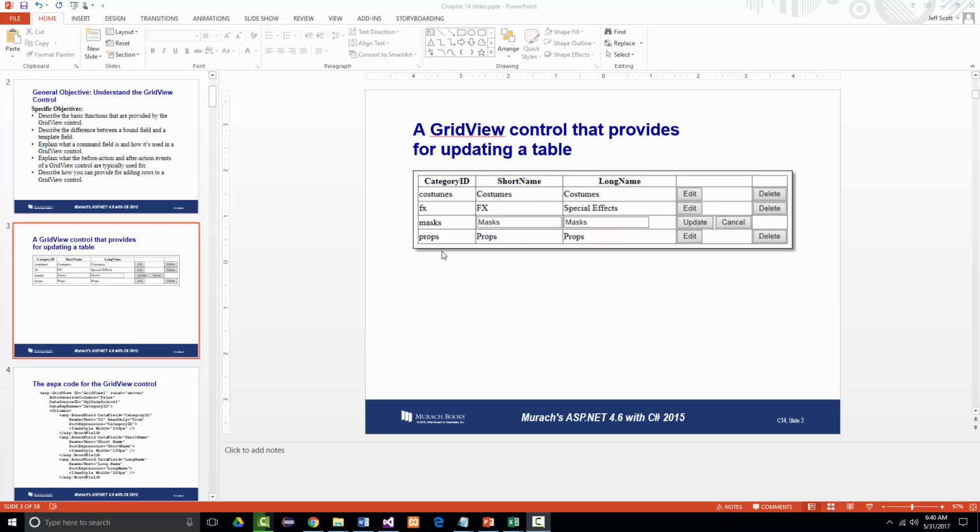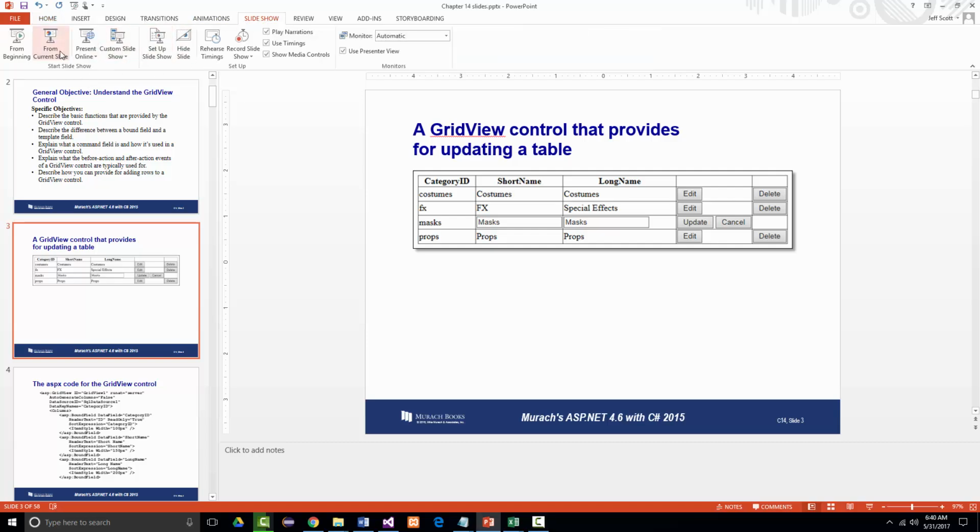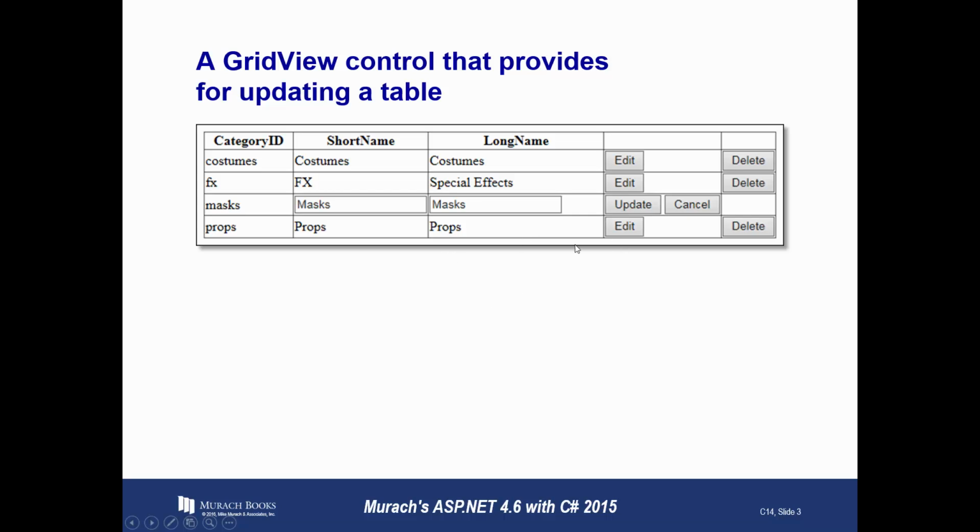All right, so what we will work on in here, among other things, is something that looks like this. When you look at this Grid View example, there are a few things to note. For costumes, FX, and props, we've got Edit and Delete buttons. And for masks, we've got Update and Cancel buttons. That means masks is where we clicked Edit, and that brought this up.